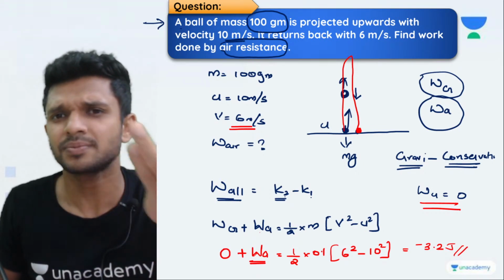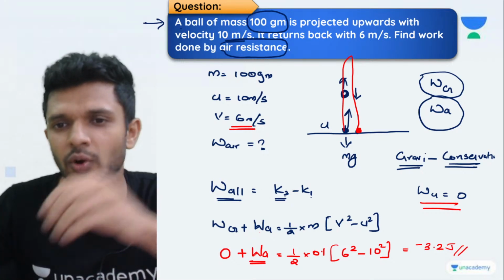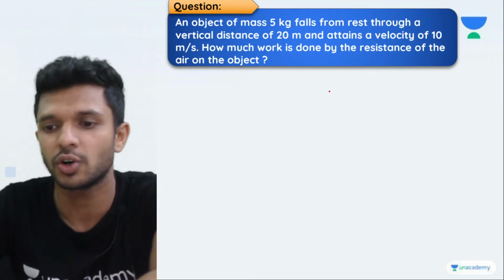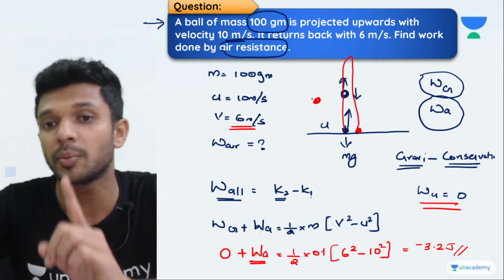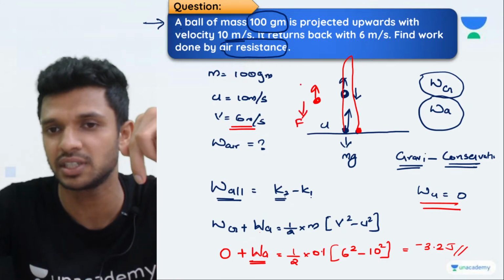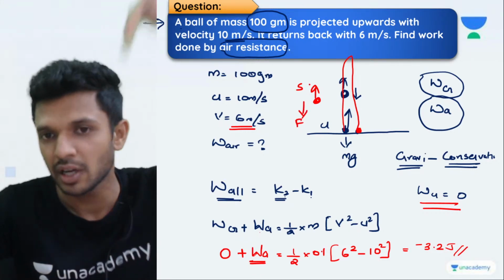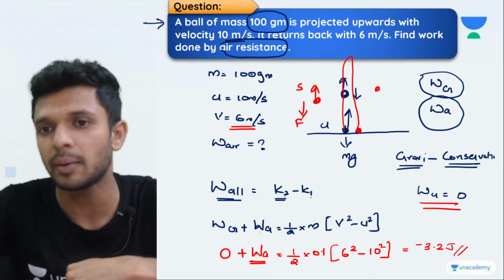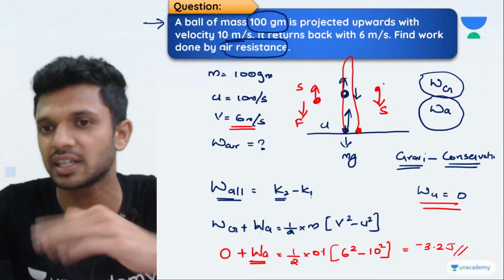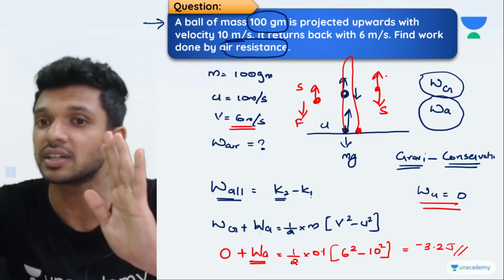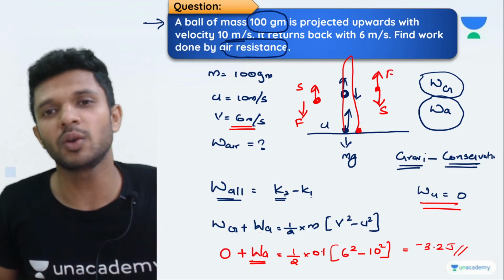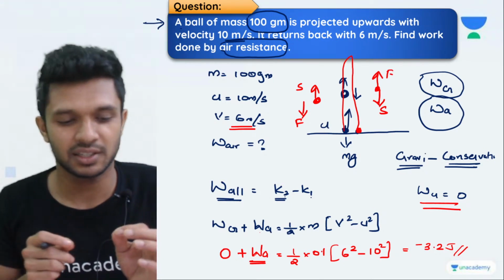Why negative? The work done is negative because if the ball is moving up, I'll explain for those who forgot. If the ball is moving up, the resistive force will be acting in the opposite direction. Displacement is up, force is down. If it is coming down, displacement is in the downward direction and the resistive force will always be resisting in the opposite direction. That's why we have the total work done by this air resistance with a negative sign.